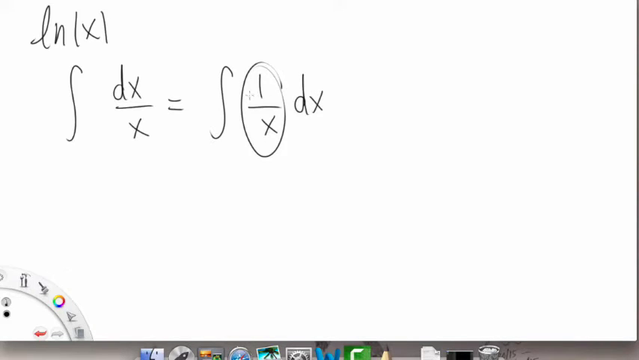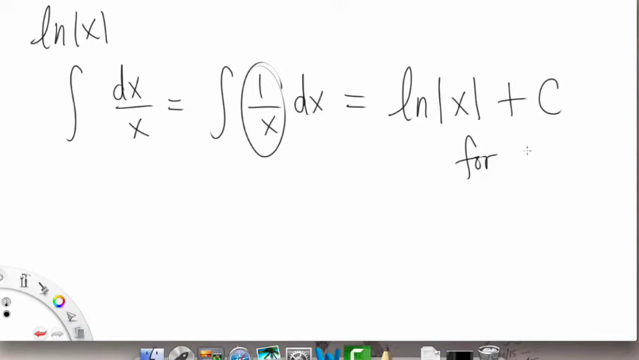So what do you do with this? Because if you use the power rule, then we're going to get a 0 on the bottom, which is kind of weird. So anyways, what we're going to do instead is, the rule for the integral of this is ln of absolute value x, and then we have that plus any constant, right? So for x is not equal to 0, okay?